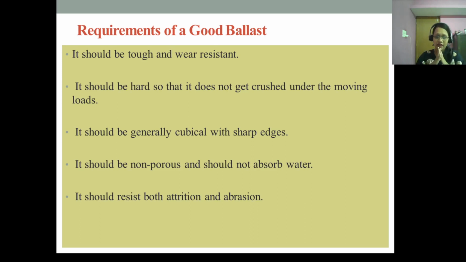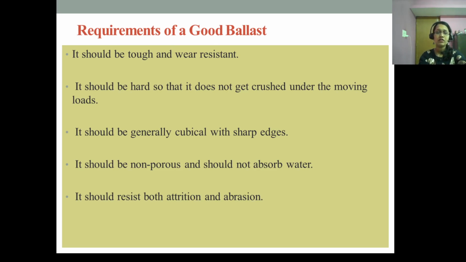the capillary action. Then the ballast should offer resistance to abrasion and weathering. So abrasion, what is abrasion? Abrasion means wear due to rubbing action of the particles with each other. And weathering, what is weathering? Weathering means cracking and shattering of the material due to variations in temperature. So it should generally be cubical. The ballast should generally be cubical with sharp edges.